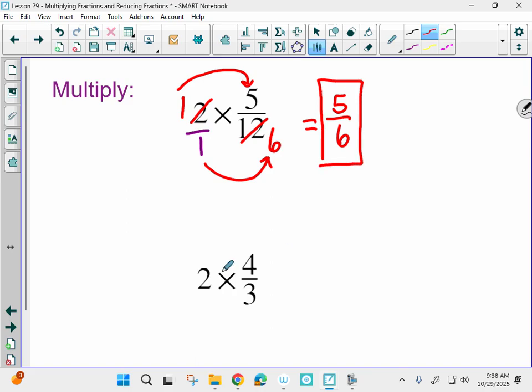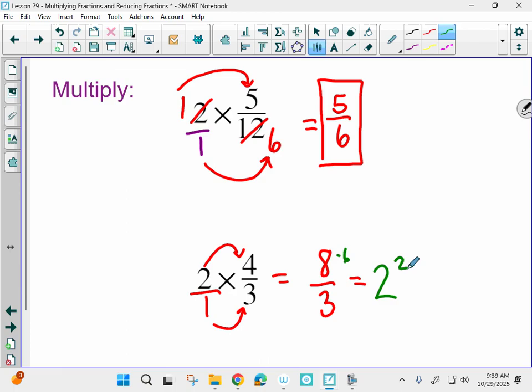Same thing here, put this over 1. Nothing cross cancels, so I multiply top to top, which is 8, and bottom to bottom, which is 3. Now, this does reduce. We actually can just make it mixed because 3 goes into 8 2 times. And 2 times 3 is 6, so you're going to subtract that 6. So you have a remainder of 2, and you put it over what you divided by, 2 2/3. Or, again, show that division, 8 divided by 3.